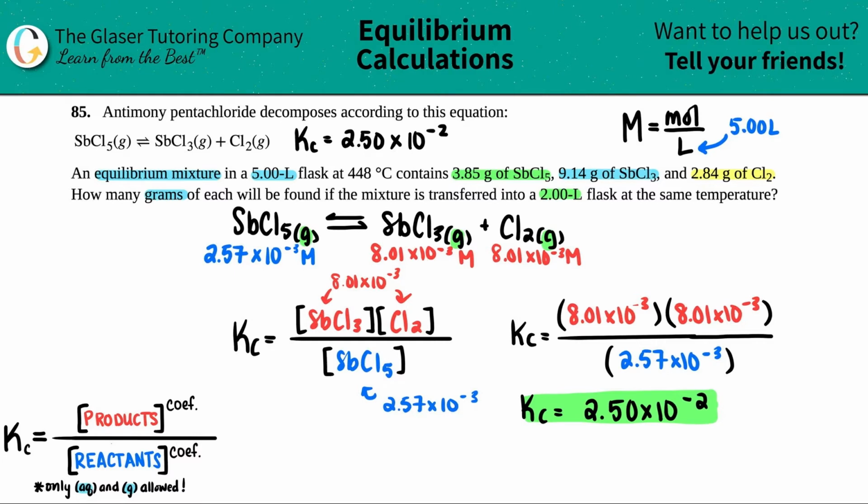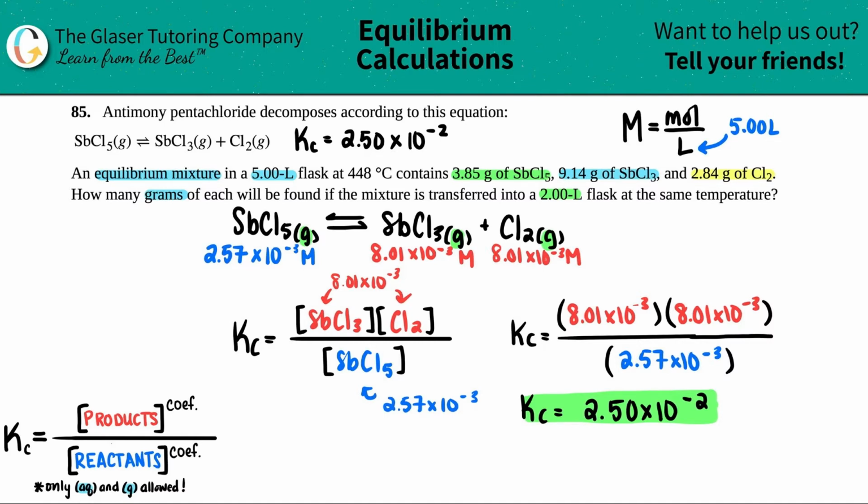Okay, so now the question is, how many grams of each will be found if everything is now transferred into a 2-liter flask? So, what do you think we have to do? Well, we have to basically find the new molarities. We have to do the same thing over again, but now instead of the 5-liter flask, we have to find out what these molarities would be in a 2-liter flask. Actually, we have to find out these amount of grams into a 2-liter. So remember when we did everything and divided it by 5? Now we have to do the same thing and divide it by 2.